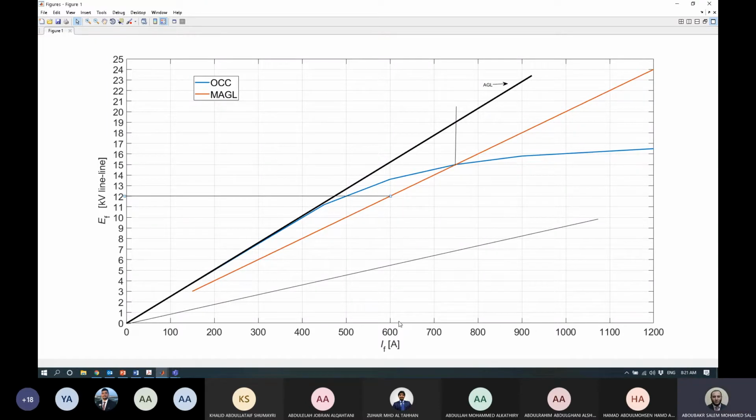What is the meaning of no load voltage of the generator? If the generator is disconnected, what will be the terminal voltage of the generator now? We use the OCC. We have to use the open circuit characteristic. This is right. But what is the value of the terminal voltage? Is it going to be the same as the EMF or not?